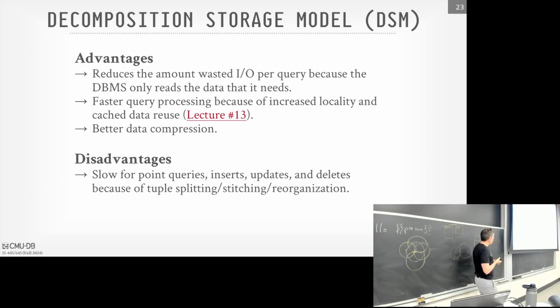And then we'll talk about it later in this lecture. We can get better compression, because now the value domain for a bunch of data that's contiguous in a column store is all going to be the same. It's going to be all a bunch of zip codes that are going to be integers, and I can compress those very, very well. Yes?